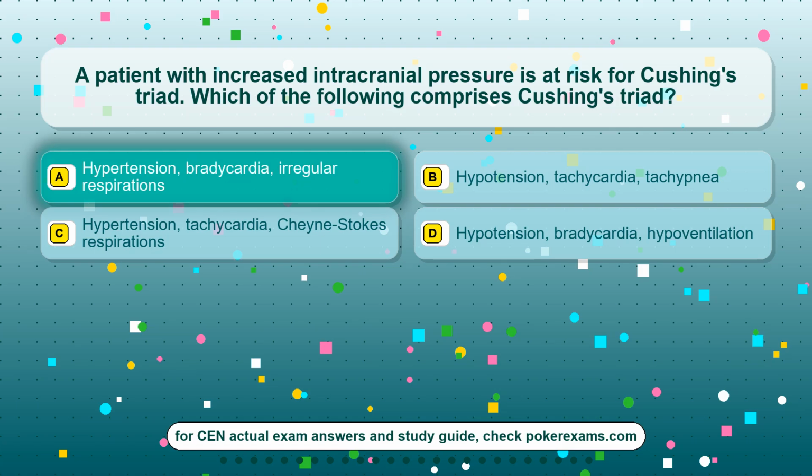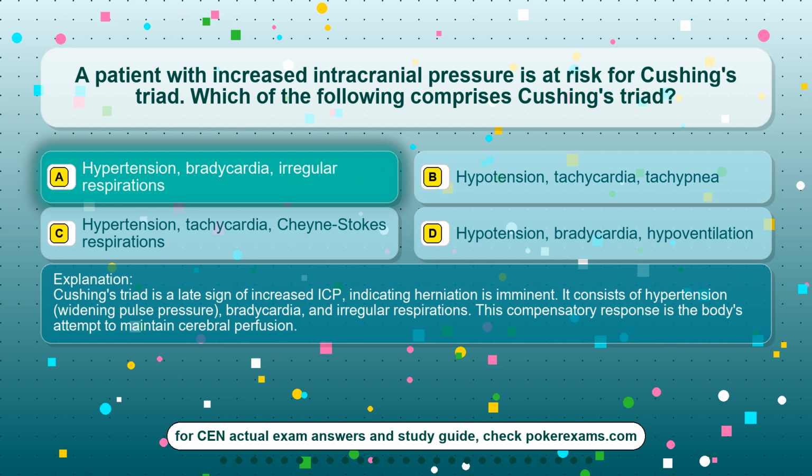The correct answer is option A, hypertension, bradycardia, irregular respirations. Cushing's triad is a late sign of increased ICP, indicating herniation is imminent. It consists of hypertension, widening pulse pressure, bradycardia, and irregular respirations. This compensatory response is the body's attempt to maintain cerebral perfusion.